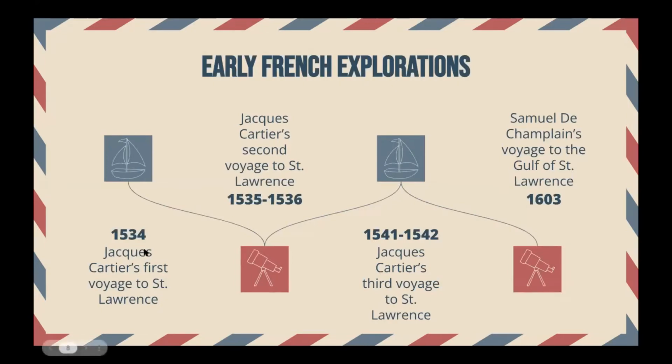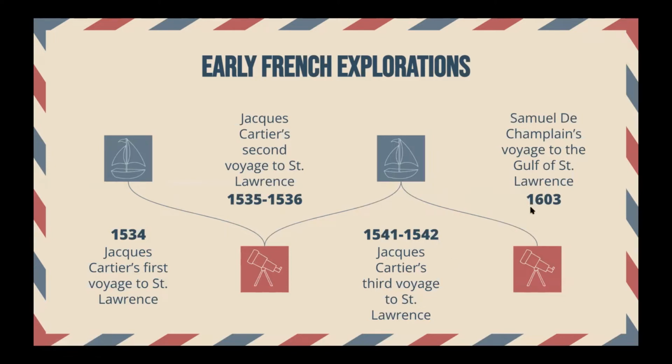So there was this French explorer named Jacques Cartier, and the King of France commissioned him to explore the region to search for gold, spices, and a northern passage to Asia. So Jacques Cartier went on 3 expeditions through the St. Lawrence River, one in 1534, one from 1535 to 1536, and a third one from 1541 to 1542.